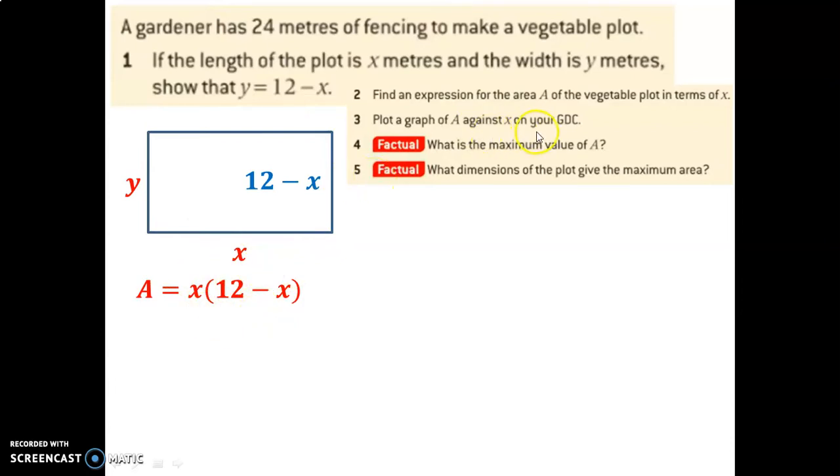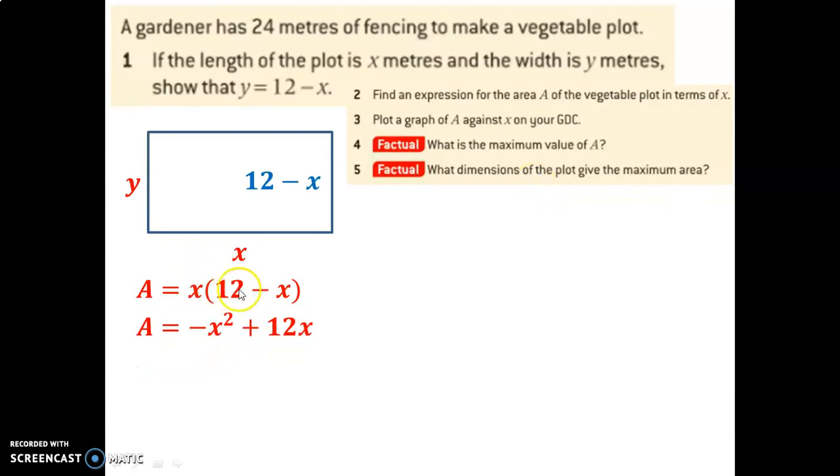Okay, plot this on your GDC and then find the maximum value for area. So we've done this a lot already. This is going to be a quadratic function or model. Put it in your calculator, find the maximum point, which will give us the maximum area. And then answer what dimensions of the plot give you this maximum area.